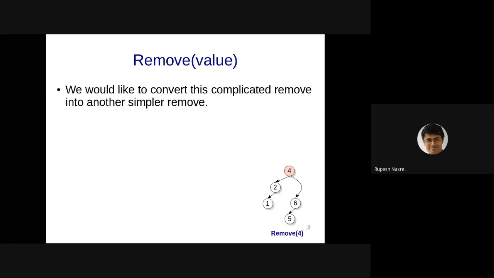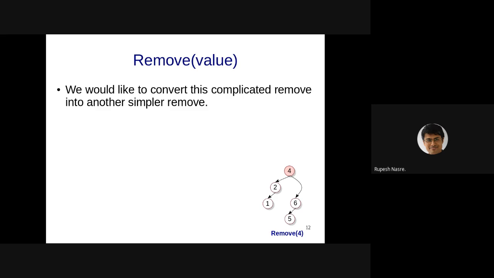Aniruddha says swap the root's value with a leaf. Okay, so let's take 1 as the leaf and swap the root's value with that. So 1 becomes the root and 4 is at the leaf. If 4 is at the leaf, we can remove it. That's a good idea. But then there is some problem which we have created. Now 1 is the root, and that has violated the BST property.